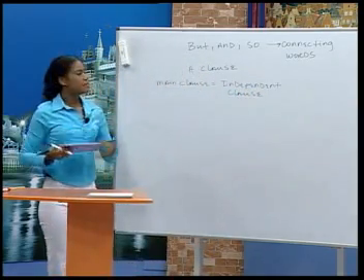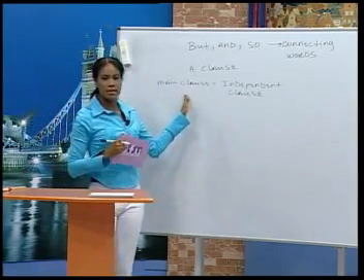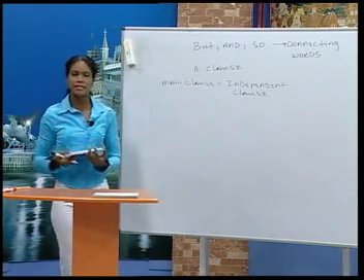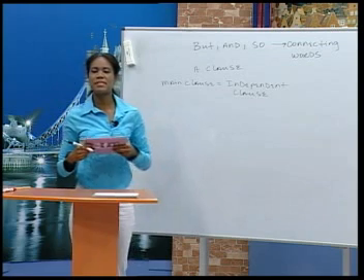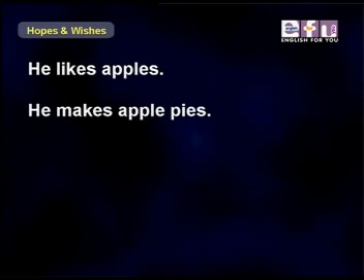Okay, this main clause or independent clause is complete on its own. It doesn't need the second part of the sentence to make sense. Take a look at some examples. For example, we can say, he likes apples. We can also say, he makes apple pies. So those are two main clauses that make sense alone.